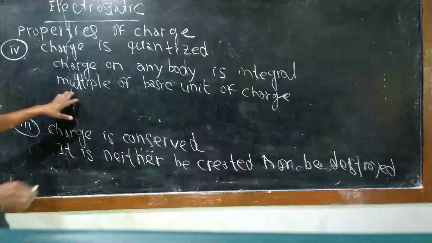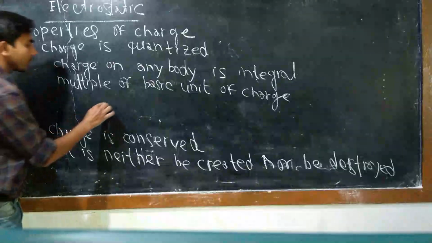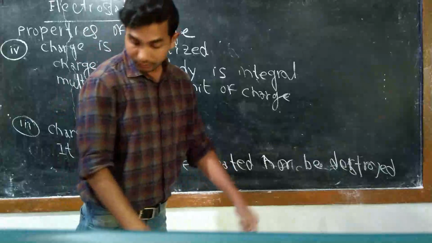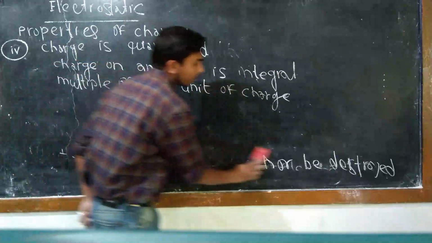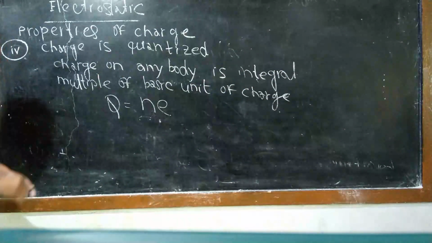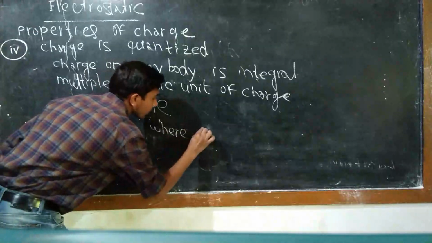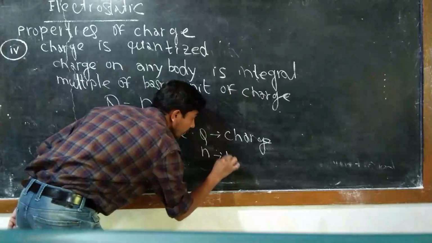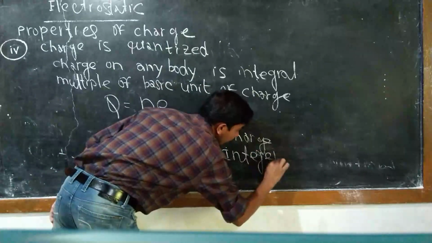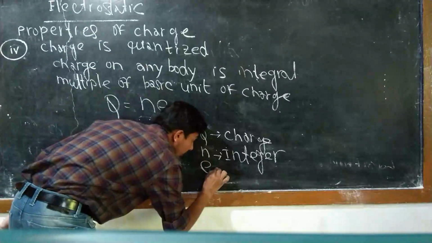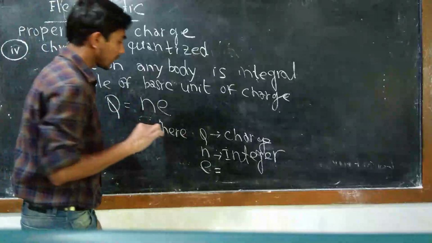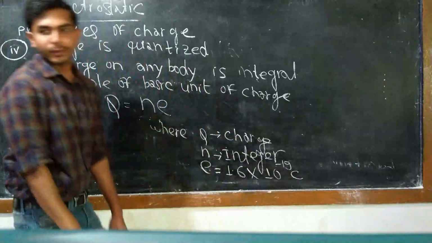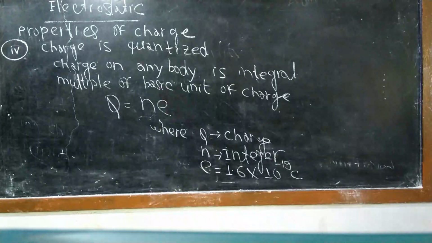So charge on any body is an integral multiple of the basic unit of charge. Suppose Q is the charge on any body, so this charge will be equal to N E, where N is an integer, Q is charge, and E is the magnitude of charge on one electron, which is equal to 1.6 into 10 to the power minus 19 coulomb.